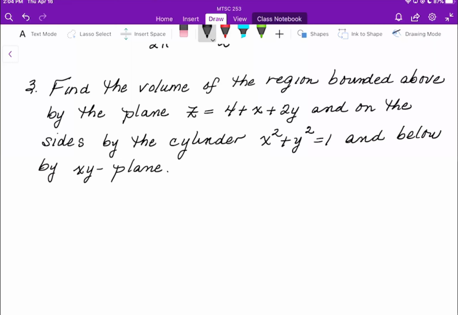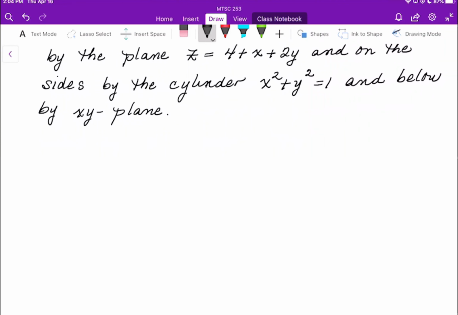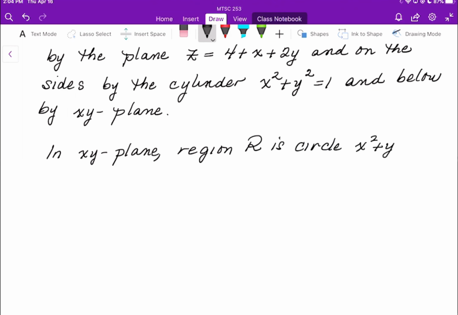Okay, so here's another easy one. If it's a cylinder, that means in the xy plane, the region R is just a circle, x squared plus y squared is 1. And so I can take my region and I can say theta goes all the way around, 0 to 2 pi, and r goes from 0 to 1.